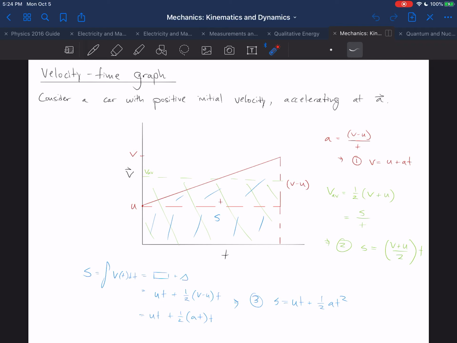All right, so all of these three equations can be acquired by considering a constantly accelerating object on a velocity time graph, using our graphical techniques.